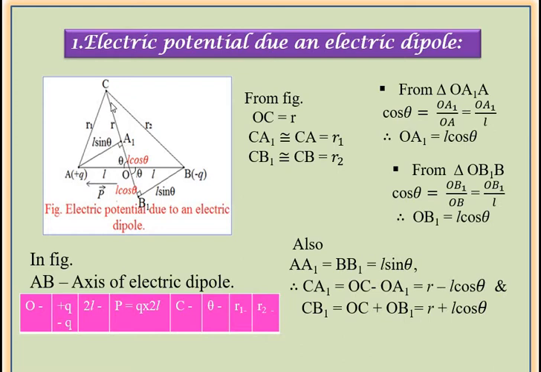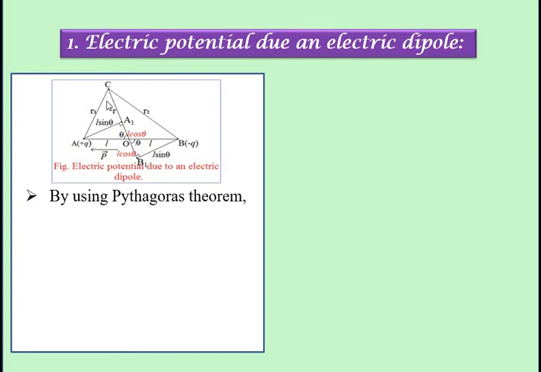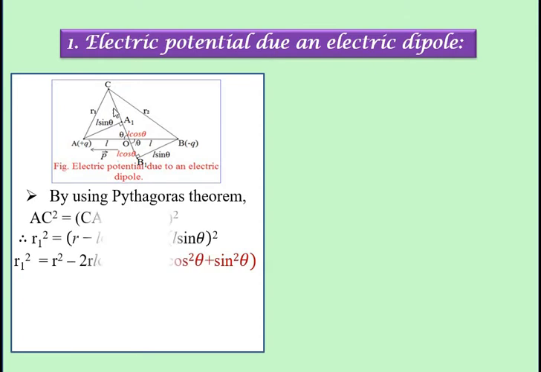CA1 is equal to OC minus OA1, which is equal to R minus L cos theta. And CB1 is equal to OC plus OB1, which is equal to R plus L cos theta. By using the Pythagoras theorem for the triangle AA1C, AC square is equal to CA1 square plus AA1 square. The value of CA1 is R minus L cos theta.